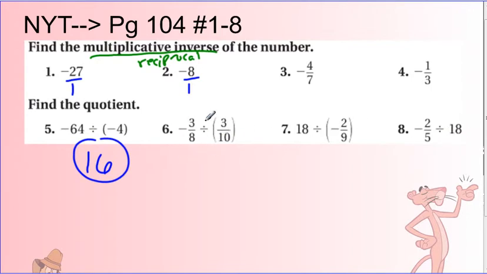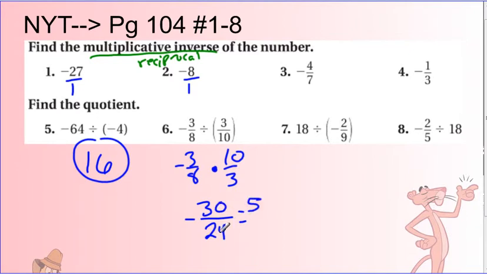Alright, number 6. 3 over 8. Flip the second one, and now multiply. That's going to give us 30, 3 times 10 is 30, over 24, which, let's simplify this first before we change it to a mixed number. Top and bottom here can be divided by 6. That divided by 6 gives us 5. This divided by 6 gives us 4.